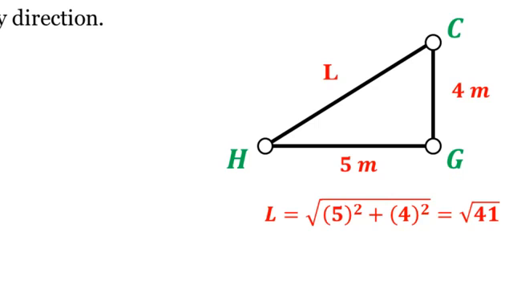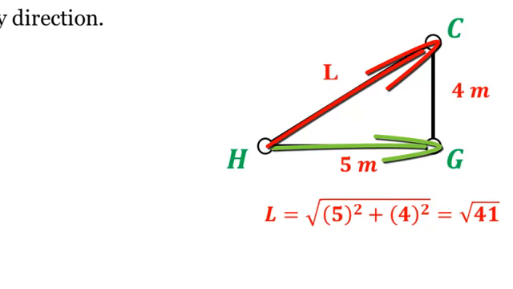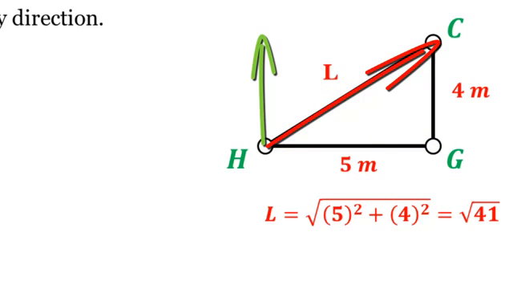Now, if I have a force that is along HC, its X component will be 5 over L, or in other words 5 over the square root of 41 times the magnitude of the force along HC, and the vertical component will be 4 divided by L, or in other words 4 divided by the square root of 41 multiplied by the magnitude of the force along HC. So how does it look?